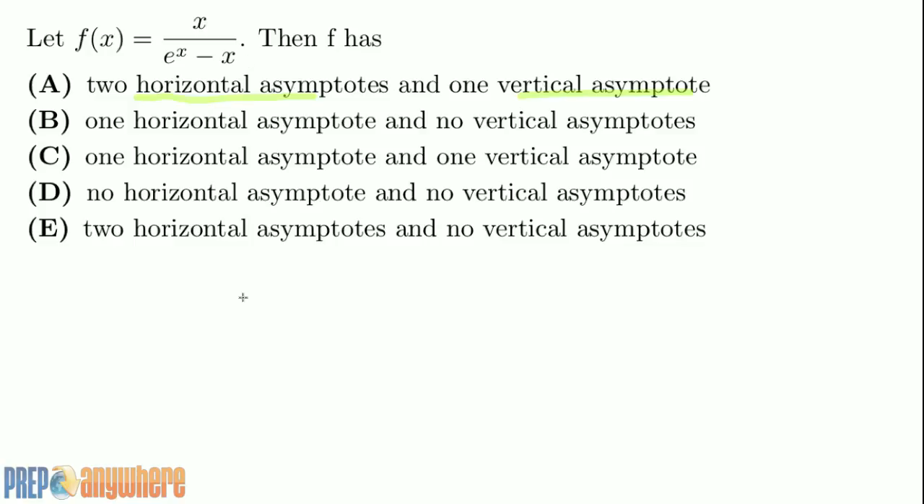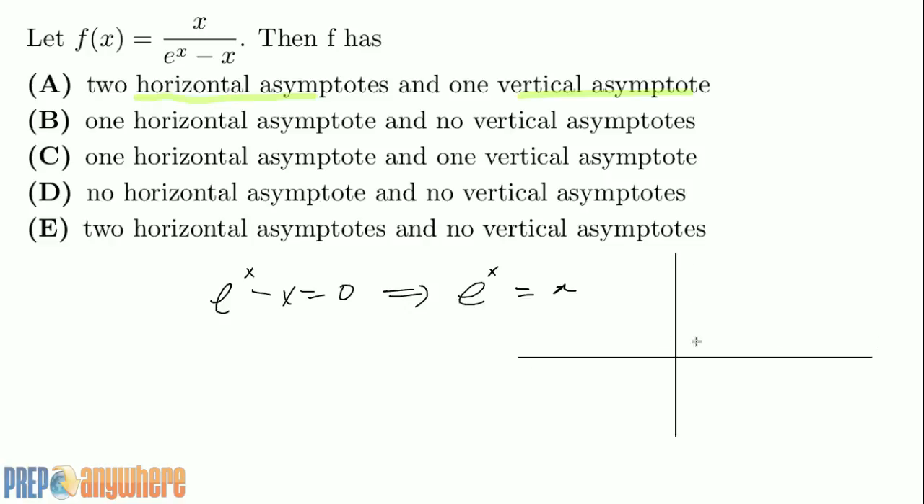Vertical asymptotes, we get that if the bottom, so e to the power of x minus x, is equal to 0. Okay, so this one, you can't do this algebraically. So hopefully you know what e to the power of x looks like and what x looks like. So y equals e to the power of x, right? When x is 0, it's 1, and when x is 1, it's e. e is close to 3, about 2.7.